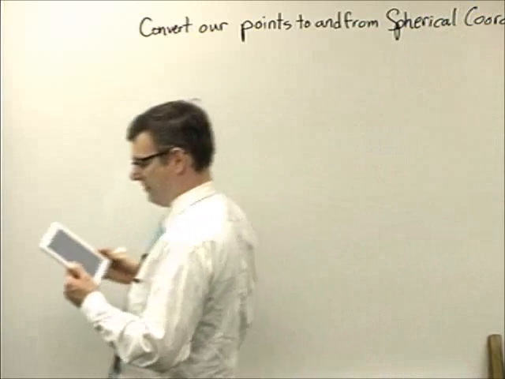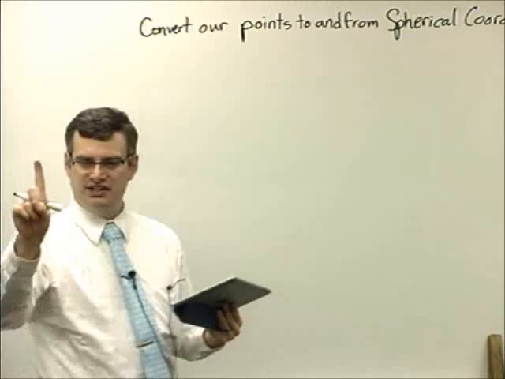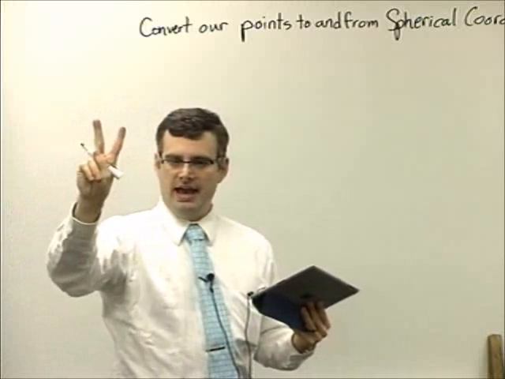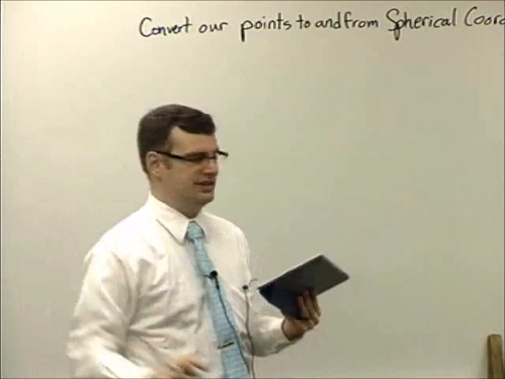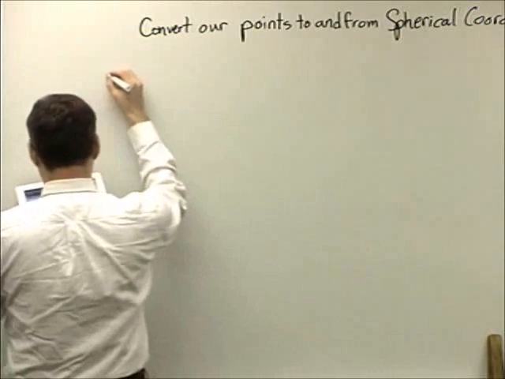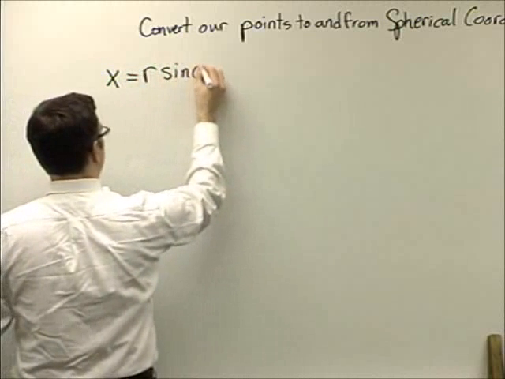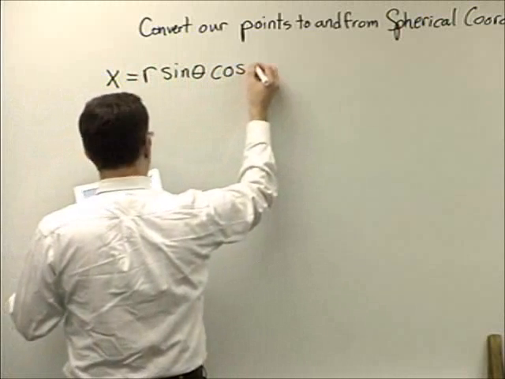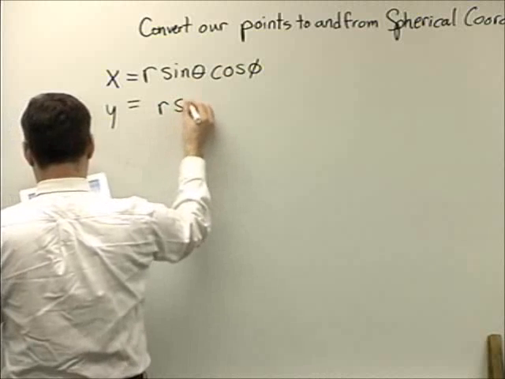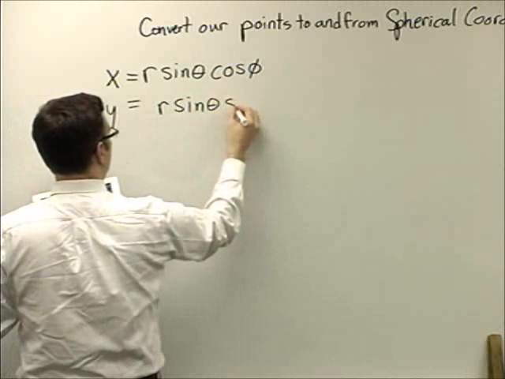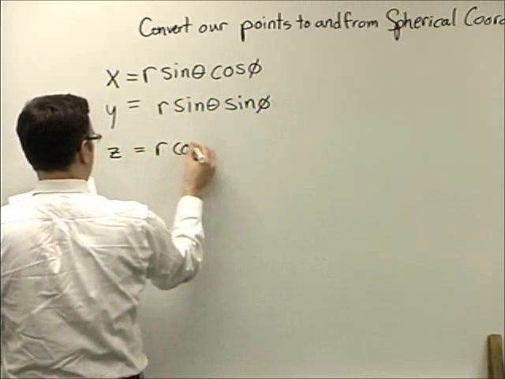So let's say, hypothetically, that I had a point in the spherical coordinates. I gave you a distance from the origin, r, a theta elevation angle, and an azimuth angle, phi. In that case, x is equal to r sine theta cosine phi. Y is equal to r sine theta sine phi. And z is equal to r cosine theta.